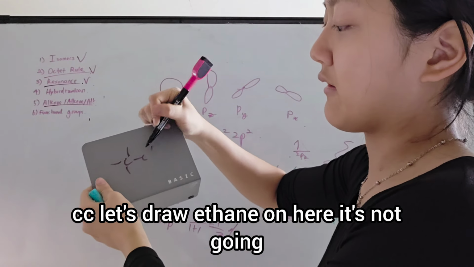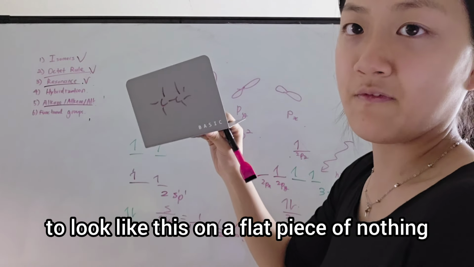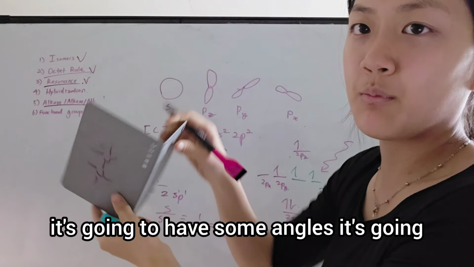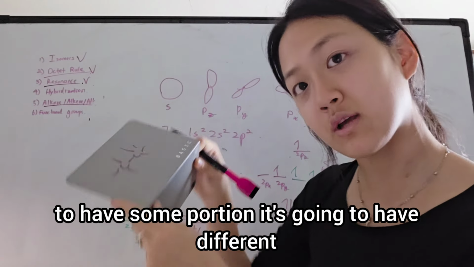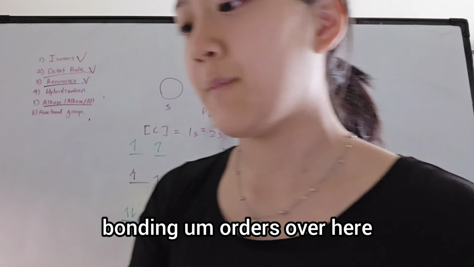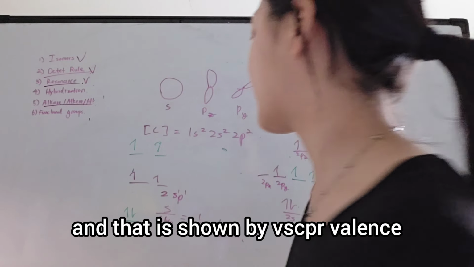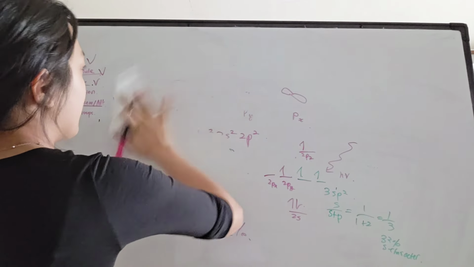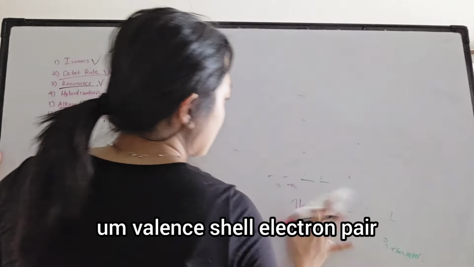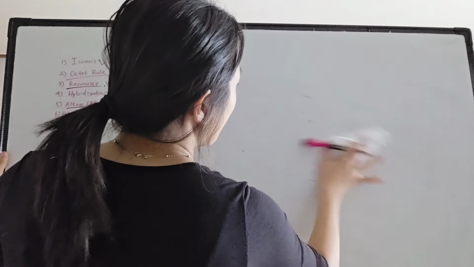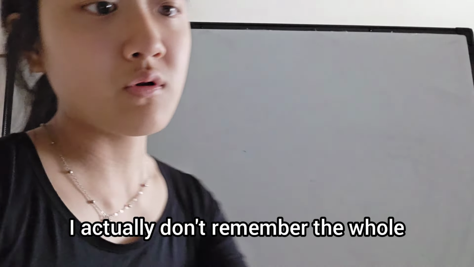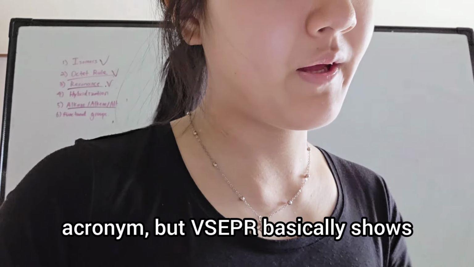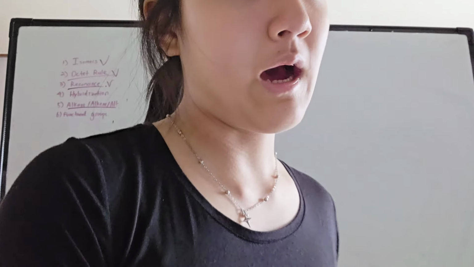Let's draw ethane on here. It's not going to look like this on a flat piece of paper. It's going to have some angles. It's going to have some torsion. It's going to have different bonding orders over here. And that is shown by VSEPR, valence shell electron pair repulsion theory. I actually don't remember the whole acronym, but VSEPR basically shows how this works.